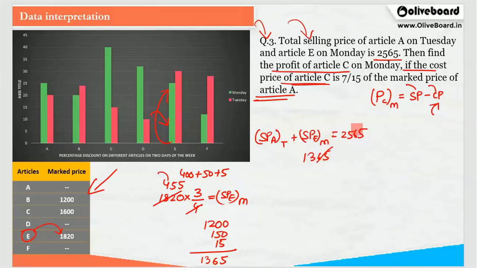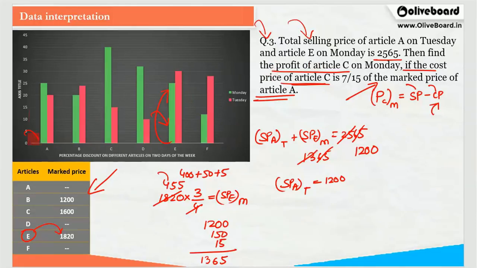Now cancel this 65 from both sides, and 1300 from 2500, we get 1200. So the SP of A on Tuesday is 1200. Now since SP is known, I can easily find the mark price of article A, and after finding the mark price, I can associate it with the cost price of article C.